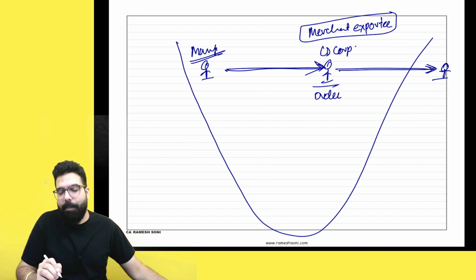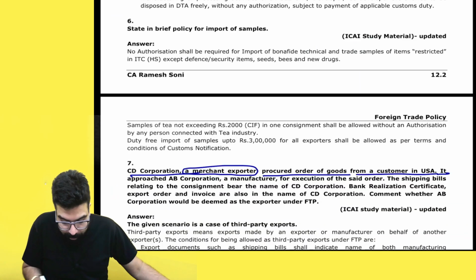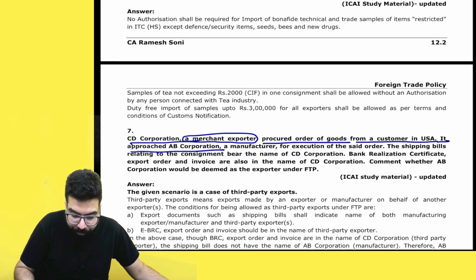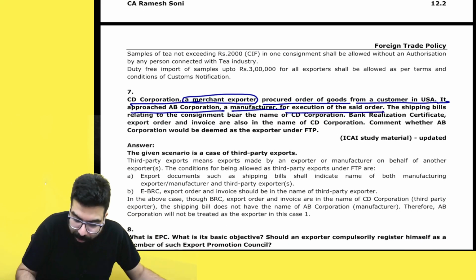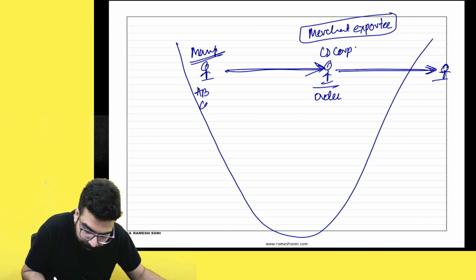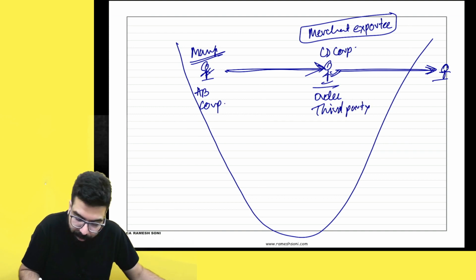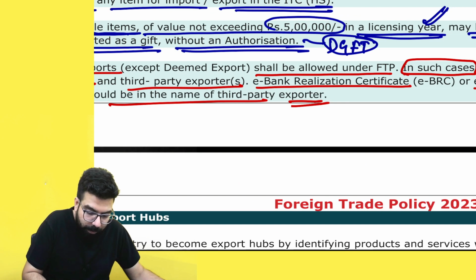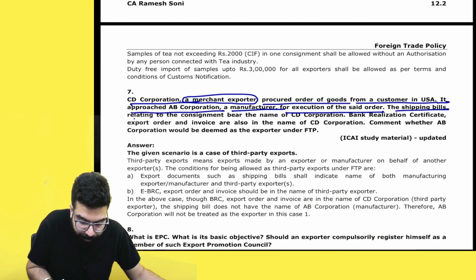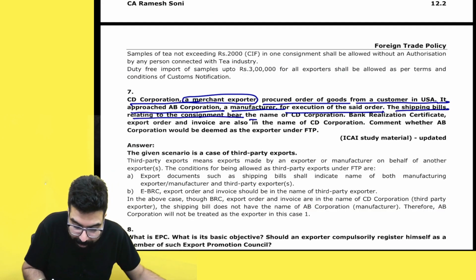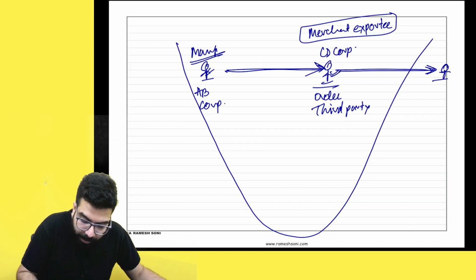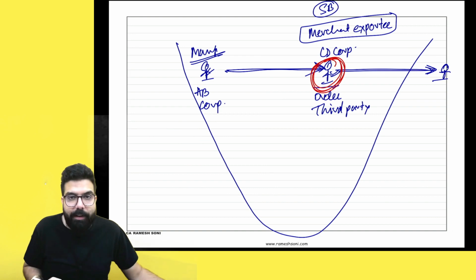He is CD Corporation over here. It approached AB, a manufacturer, for execution of the order. Now this is AB Corporation. This guy approached AB Corporation. So this guy is a third party over here. This is known as a third party export. Then they are telling over here, the shipping bill relating to the consignment bears the name of CD Corporation. Baba, in the shipping bill only his name is there.